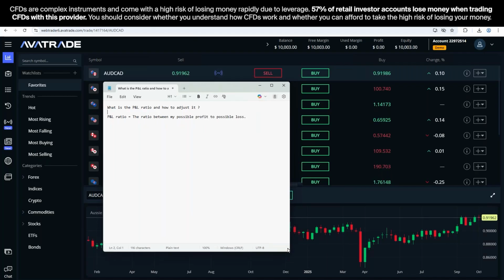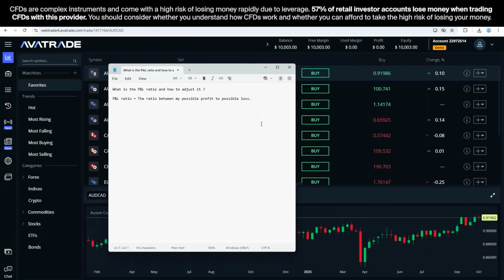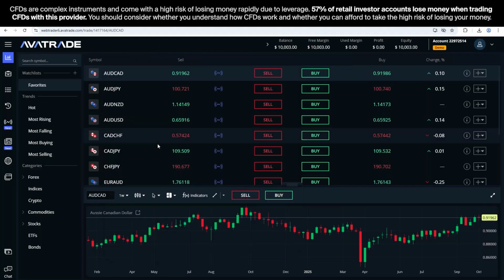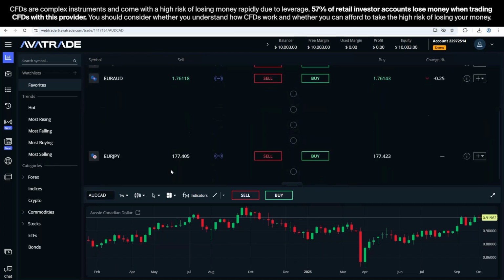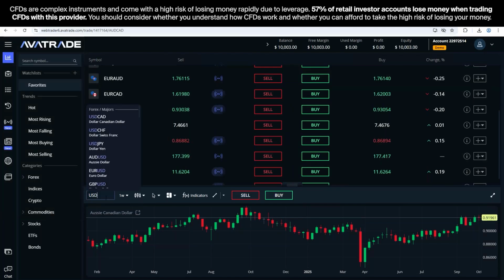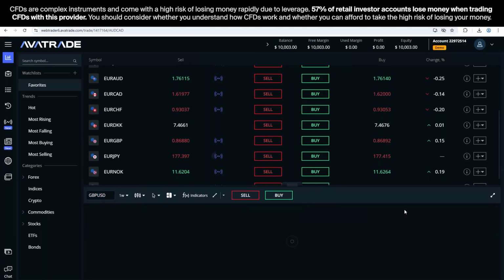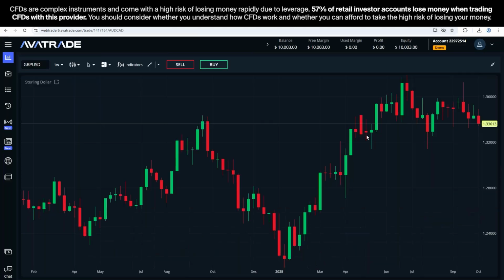Because in trading, I'm not always going to make profits. That's just the way that it is, right? I'm not going to get 100% profit all the time. That's just how things work. So basically, this ratio here, we'll take an example. Let's go with the basics. Let's go, GBP, USD.